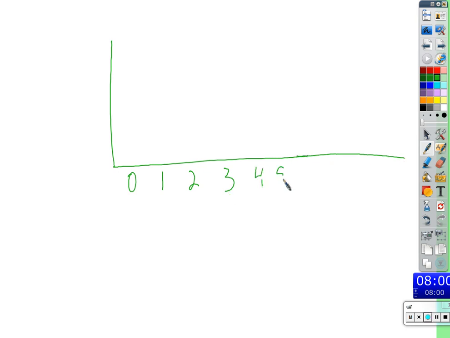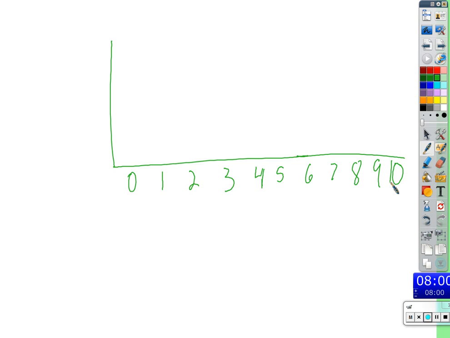We could do 4 successes, 5 successes, 6, 7, 8, 9, and we actually did this one too. We did all 10 successes. So we can create what we call a histogram. That's a bar graph where the bars touch each other.